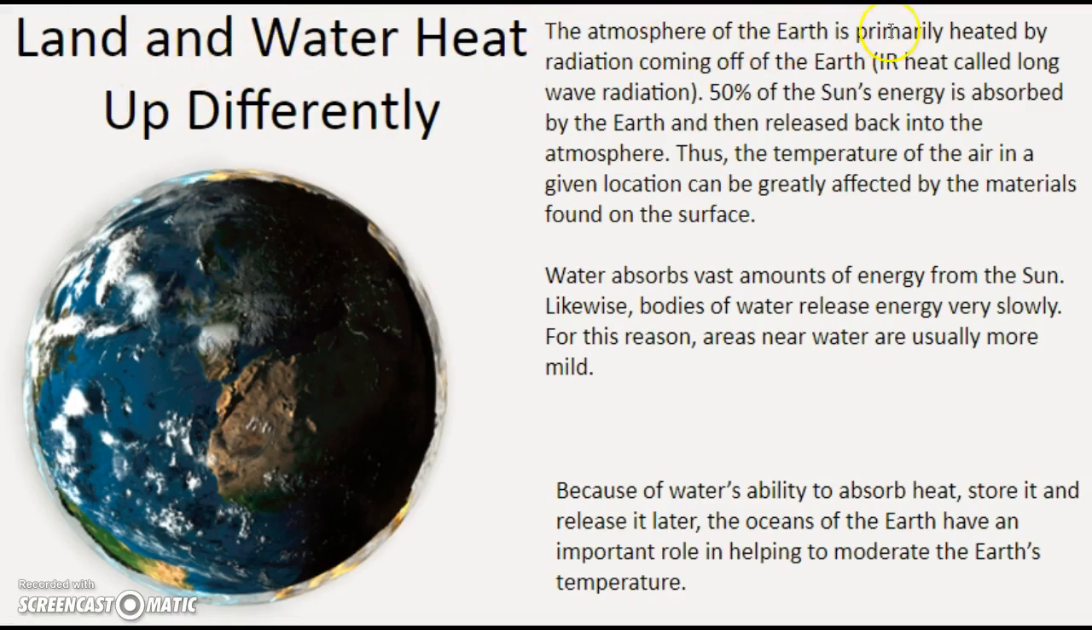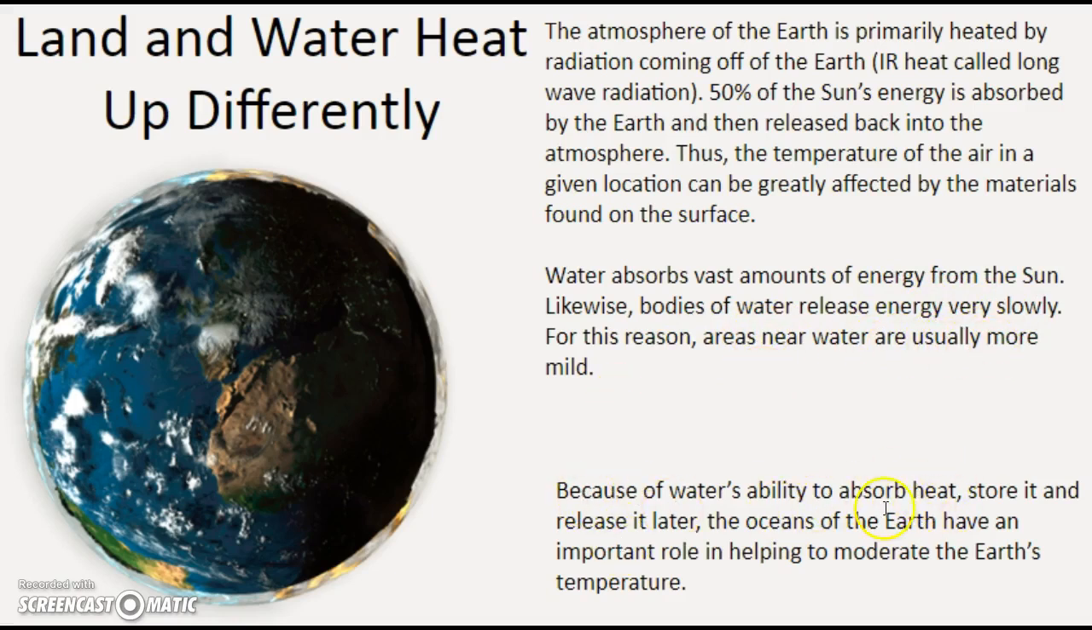That the atmosphere is primarily heated by radiation coming off of the Earth. It's infrared. 50% of the energy is absorbed by the Earth and released back into the atmosphere. Thus, the temperature of air in a given location can be greatly affected by the materials found on the surface. Water absorbs vast amounts of energy from the sun. Likewise, bodies of water release this energy very slowly. And for this reason, areas near water are usually more mild.